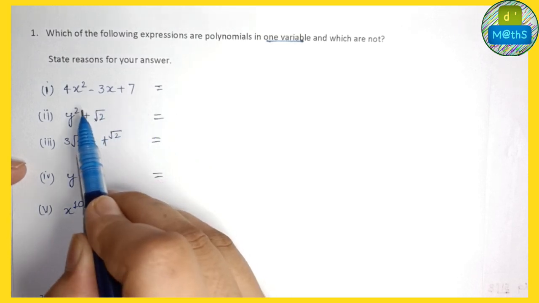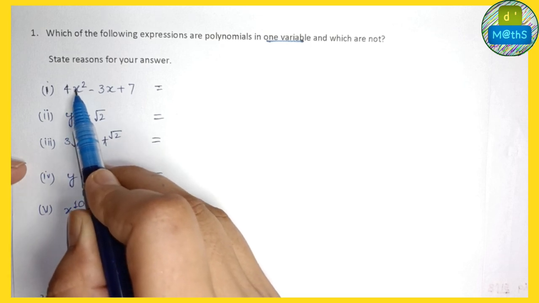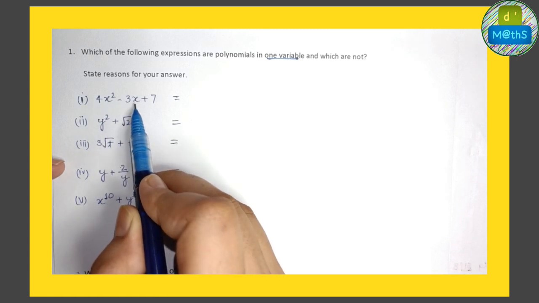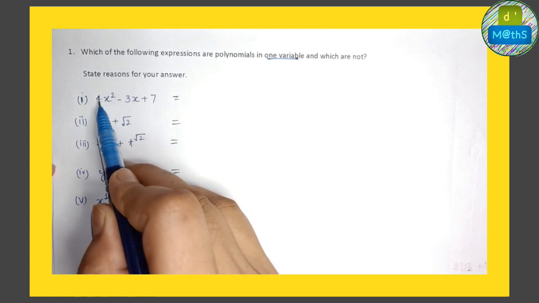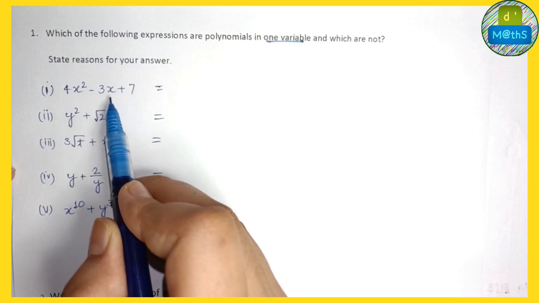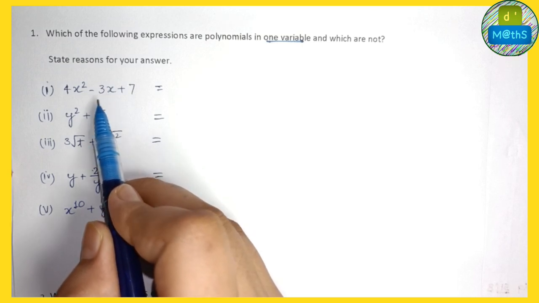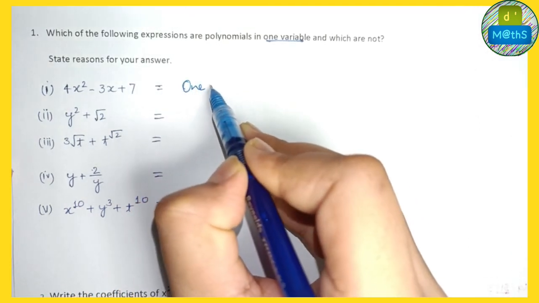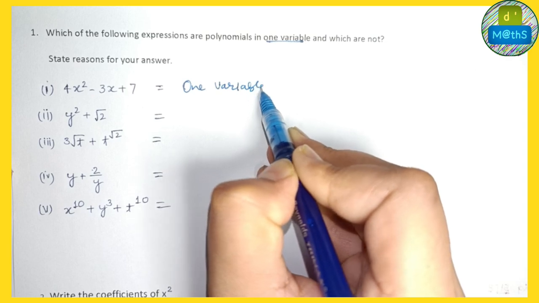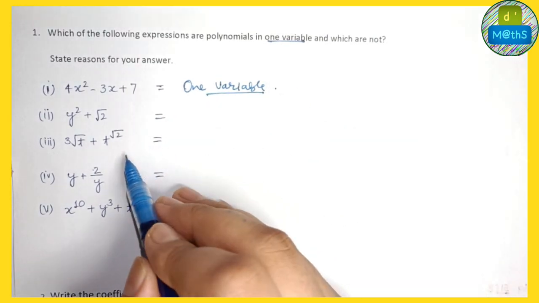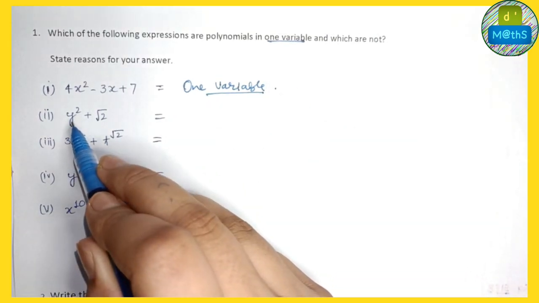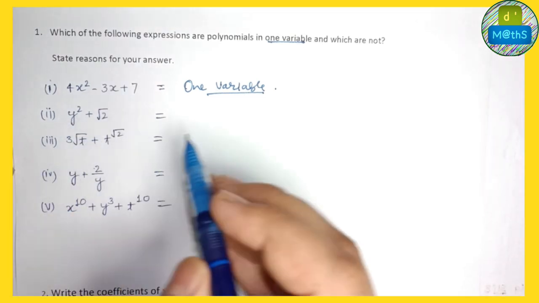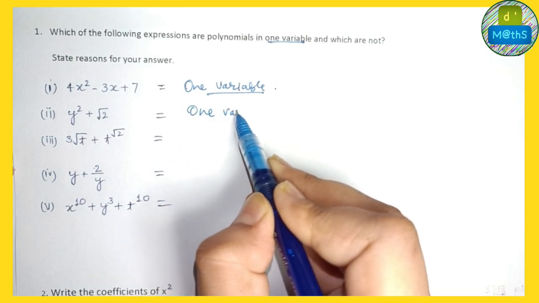Why one variable? Because only one variable, that is x, is given everywhere. If there were 4x square minus 3y plus 7, then in that condition this would be a two variable polynomial. But here only one variable, that is x, is given, so this equation is a one variable polynomial. Now moving to your second question. Here only one variable, that is y, is given, so this is a one variable polynomial.